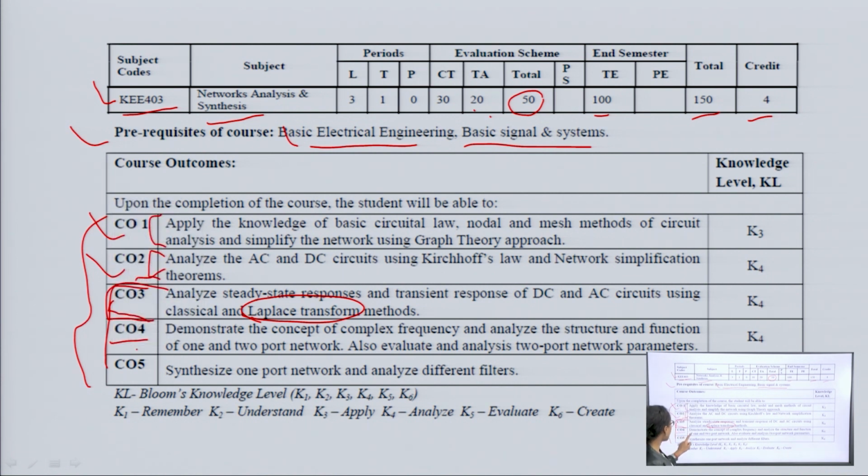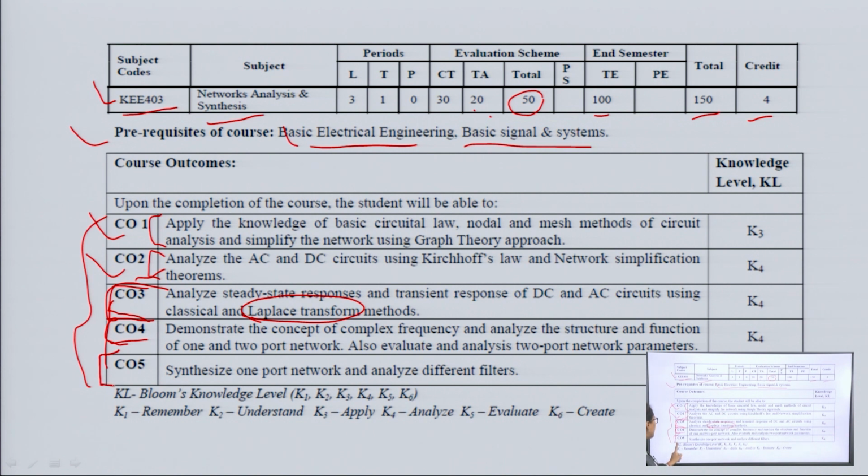Course outcome 4 will be based on your unit 4. It will demonstrate the concept of complex frequency and analyze the structure and functions of 1 and 2 port networks, also to evaluate and analyze the 2 port network parameters. So basically the 4th unit is dealing with the 2 port network and the 1 port network also.